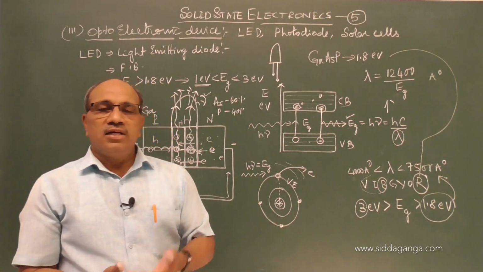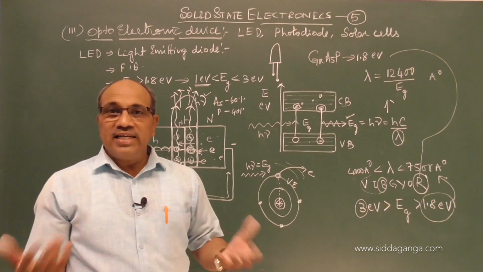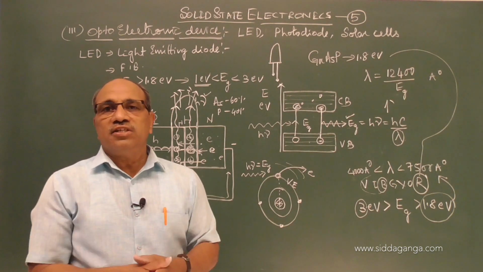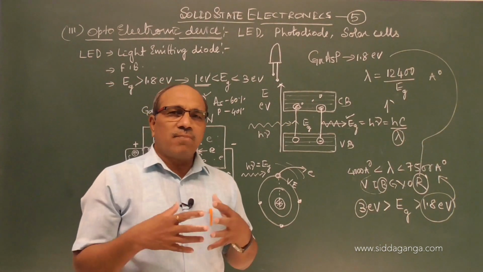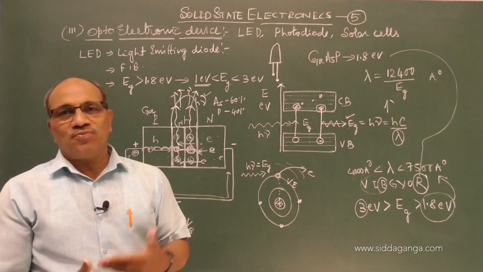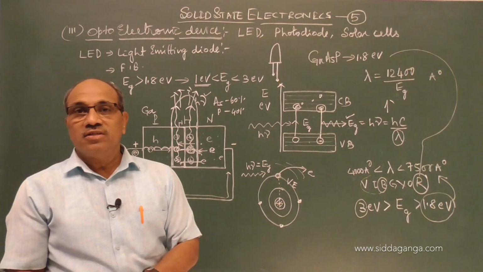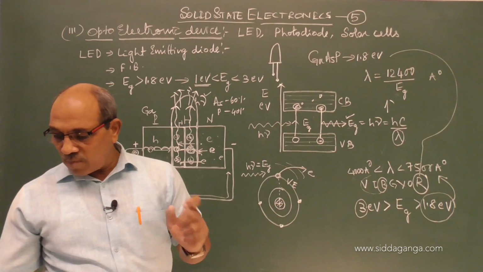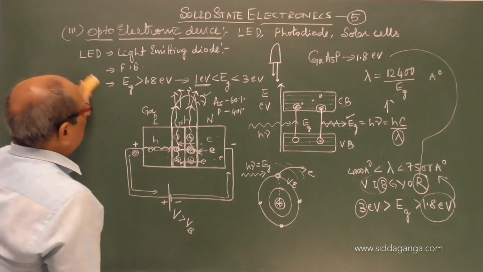Indicator panels, digital displays, burglar alarms, lighting the houses or the streets, or even headlights and indicator lamps in vehicles, the applications are vast. Because of the reasons I told you: low operating voltage, less power consumption, compact device, and long life.